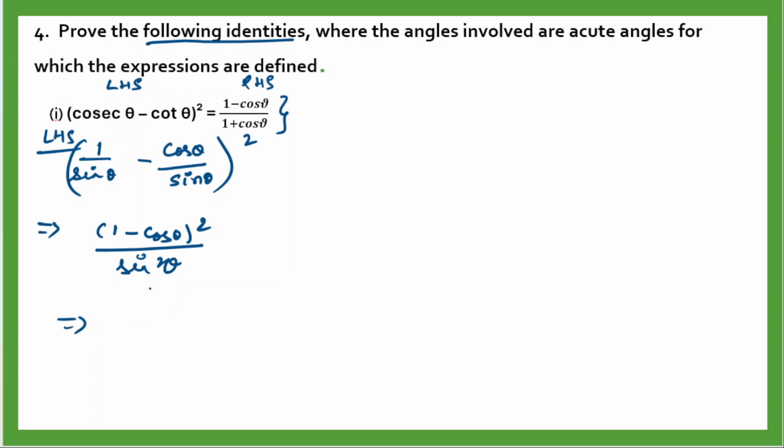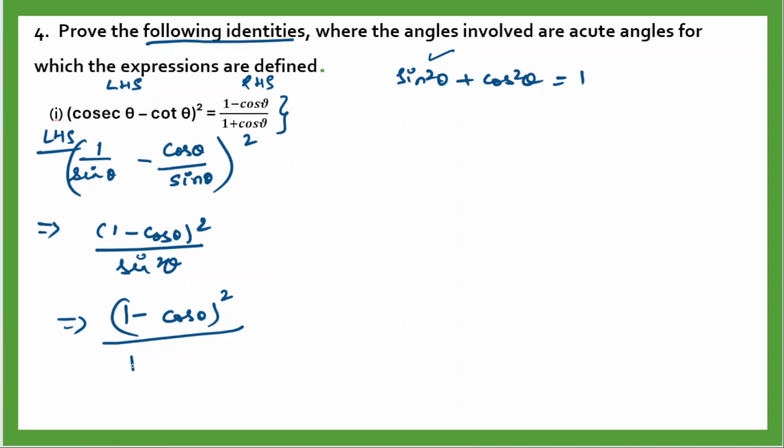You can write sin square theta as 1 minus cos square theta by using the identity sin square theta plus cos square theta equals 1. From this you can write sin square theta as 1 minus cos square theta. So in the numerator you have (1 minus cos theta) whole square, and in the denominator you have 1 minus cos square theta.